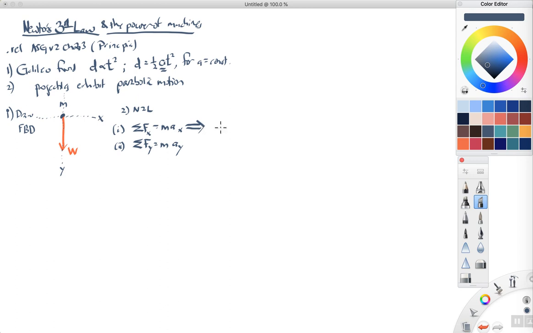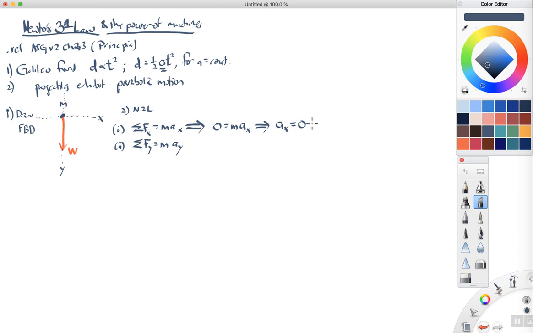So that means we can write this as 0 equals mass times acceleration in the x direction, or more specifically, since the mass is not 0, that means the acceleration in the x direction must be 0. Which kind of makes sense.